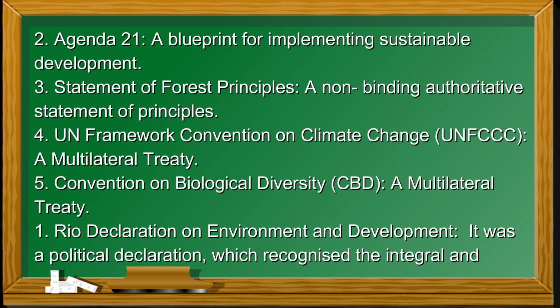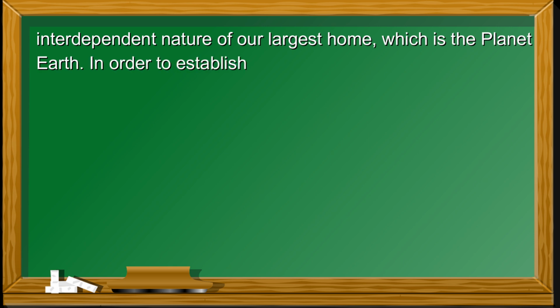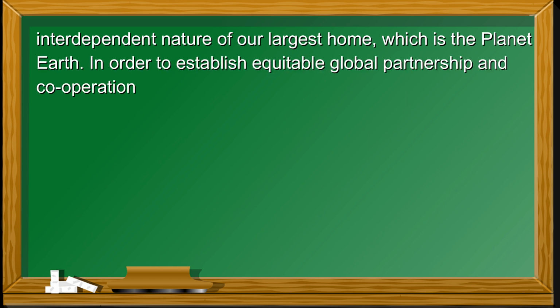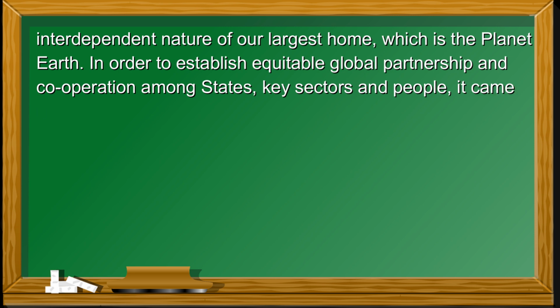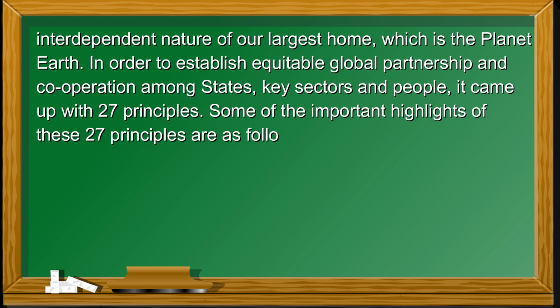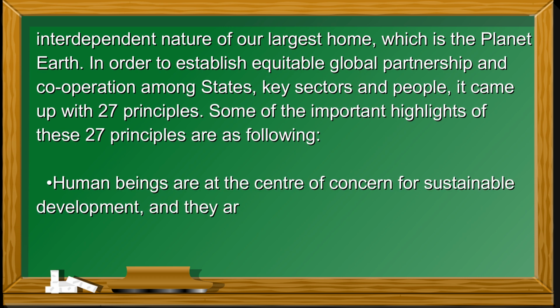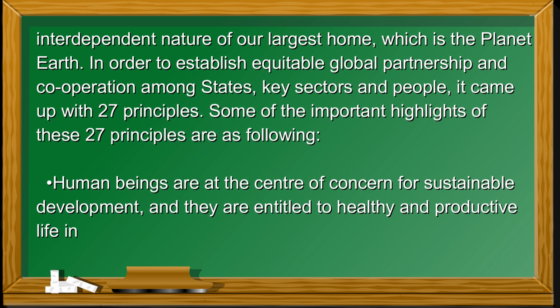1. Rio Declaration on Environment and Development. It was a political declaration which recognized the integral and interdependent nature of our largest home, which is the planet Earth. In order to establish equitable global partnership and cooperation among states, key sectors and people, it came up with 27 principles. Some of the important highlights of these 27 principles are as following.